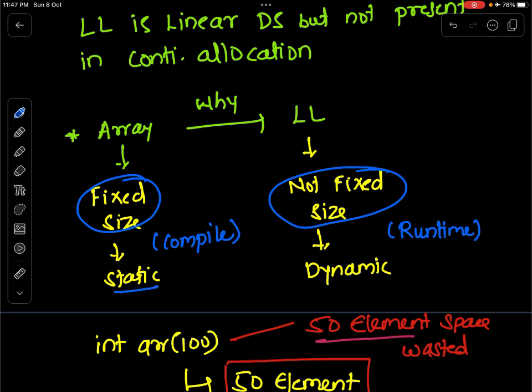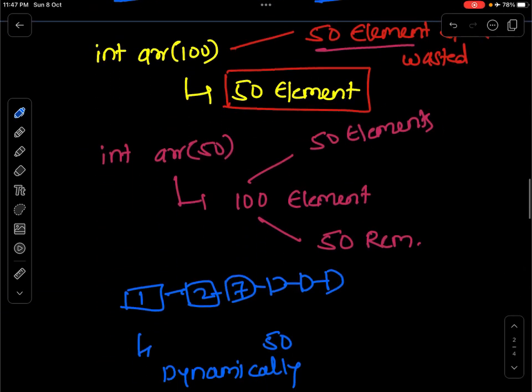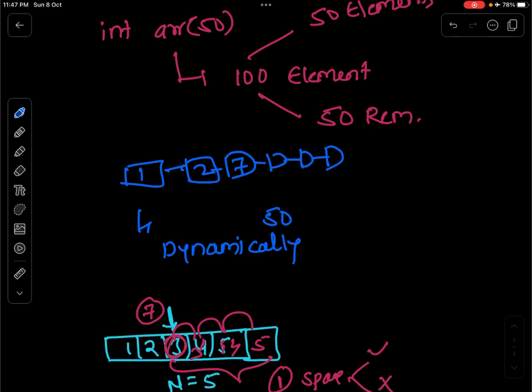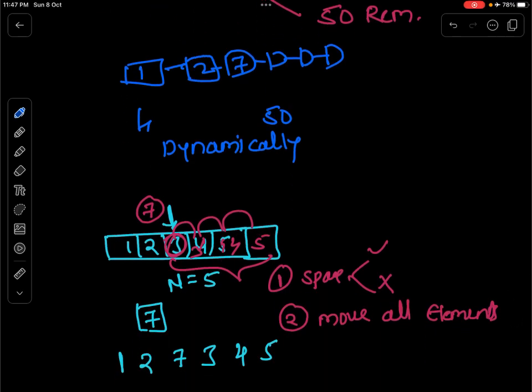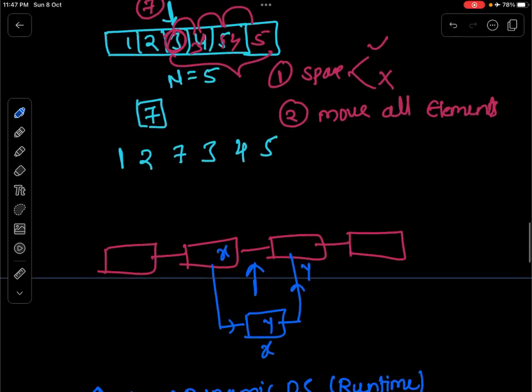We declare the size of array during the compilation process. But here we don't need to declare the size of linked list. We can create and delete the node at any time. And the second disadvantage, we saw that insertion and deletion in array becomes a lot more difficult, but when it comes to the linked list, it becomes a lot easier.